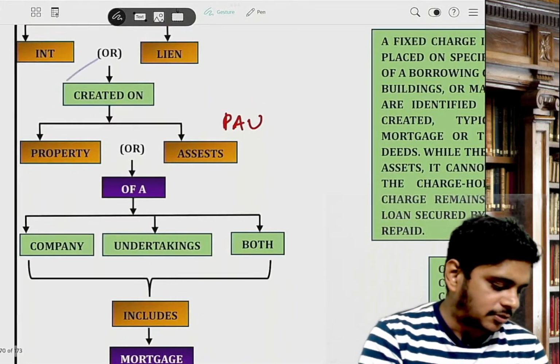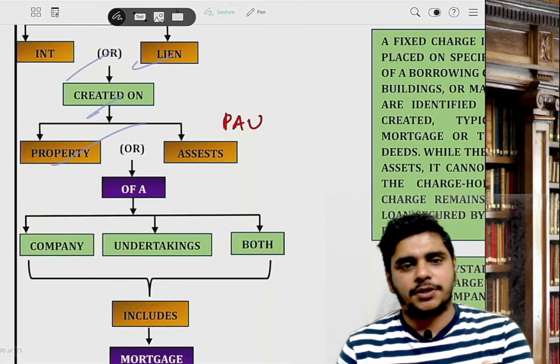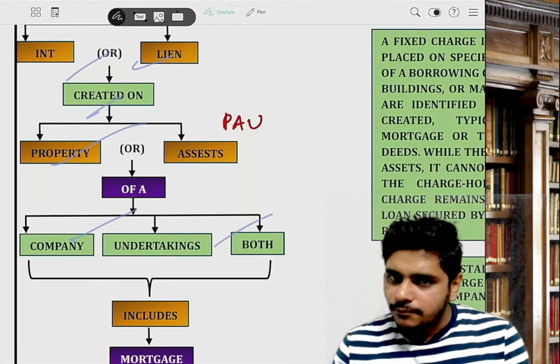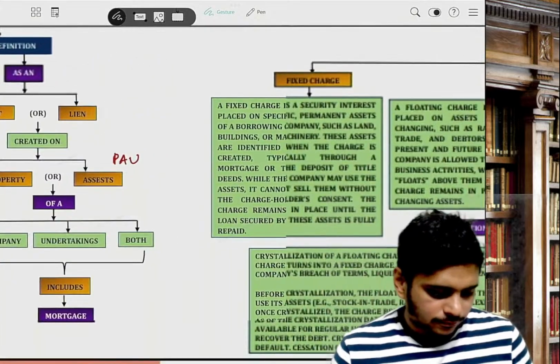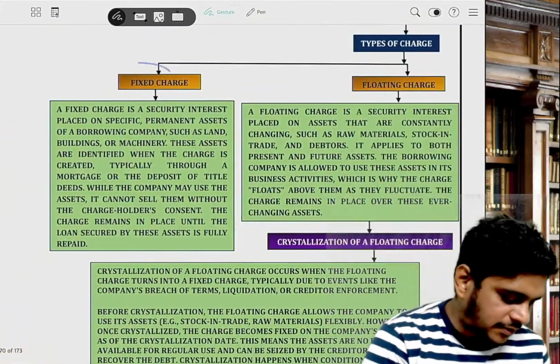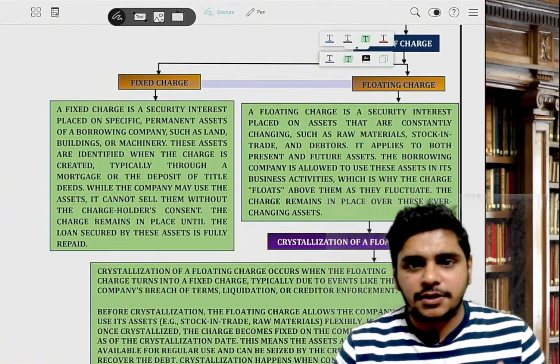It is basically an interest or a lien created on the POW. POW means property, asset, undertaking of a company or both, and it includes a mortgage. Number 2. Then there is something called fixed charge and floating charge. Fixed charge and floating charge, okay.